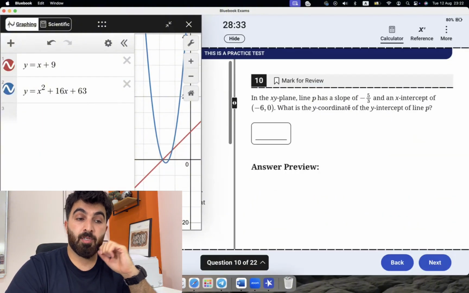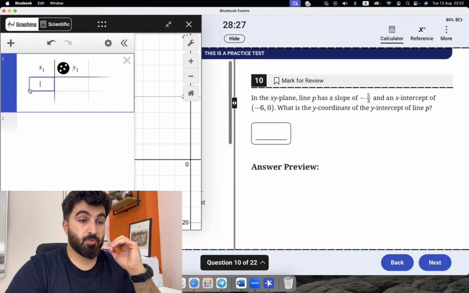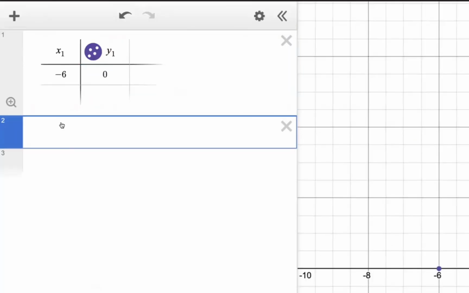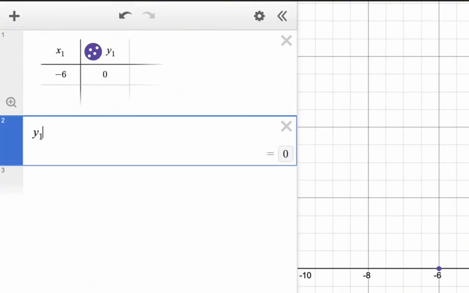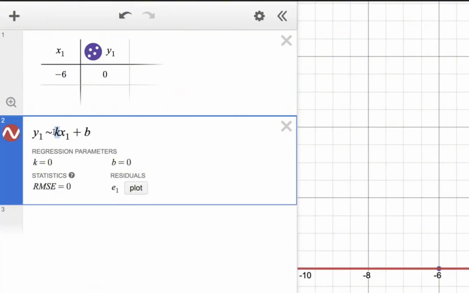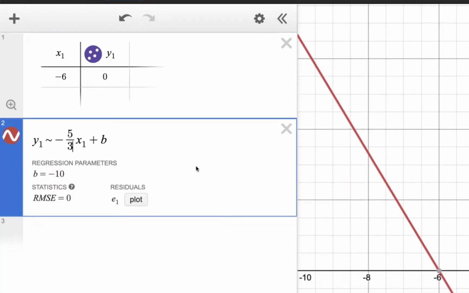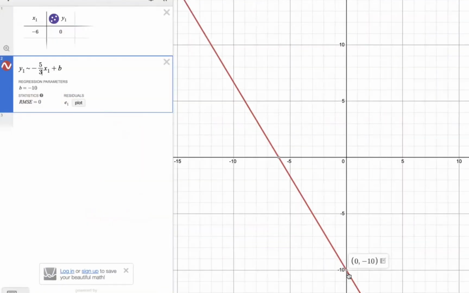-6. In the xy plane, P has this slope and this x-intercept. Type it into the decimals. So we are given -6 and 0, and we will write y1 equals kx1 plus b, because the slope is given, -5/3. So what is the y-intercept of it? Let's see. The y-intercept is -10. That's it.